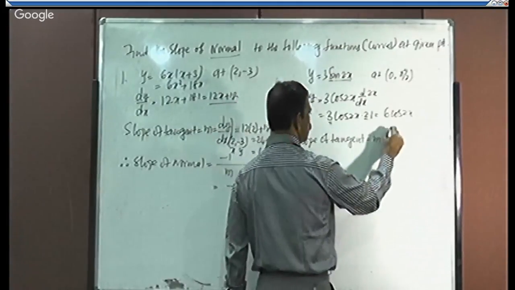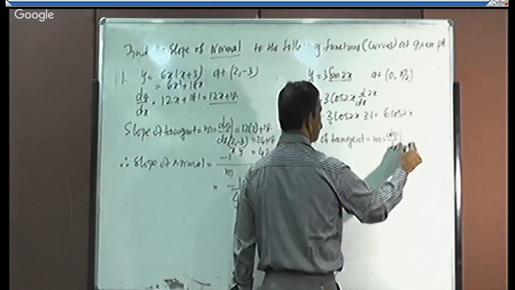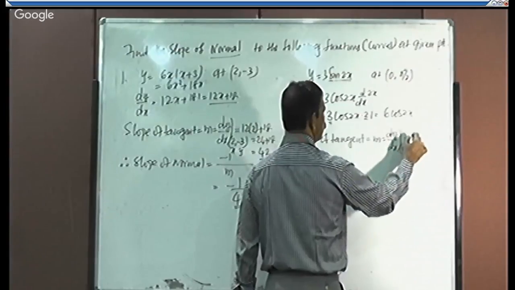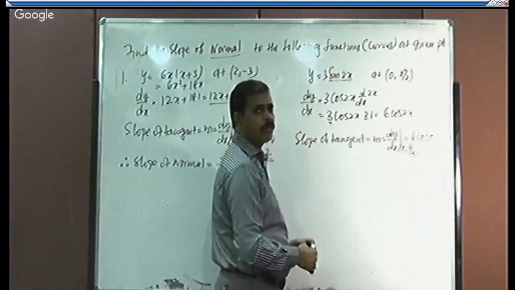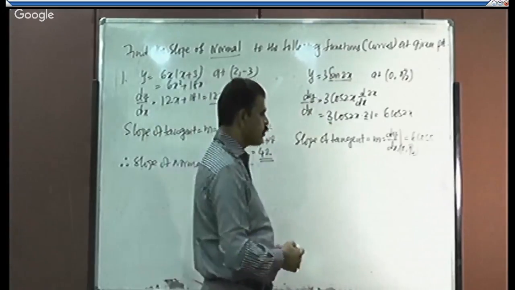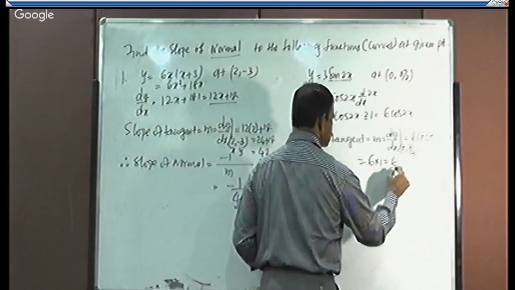So m is equal to dy by dx at a point. What is that point? 0 comma 5 by 2. 6 into cos of 0, correct? 2 into 0 is 0. What is cos 0? Cos 0 is 1. 6 into 1 is equal to 6.